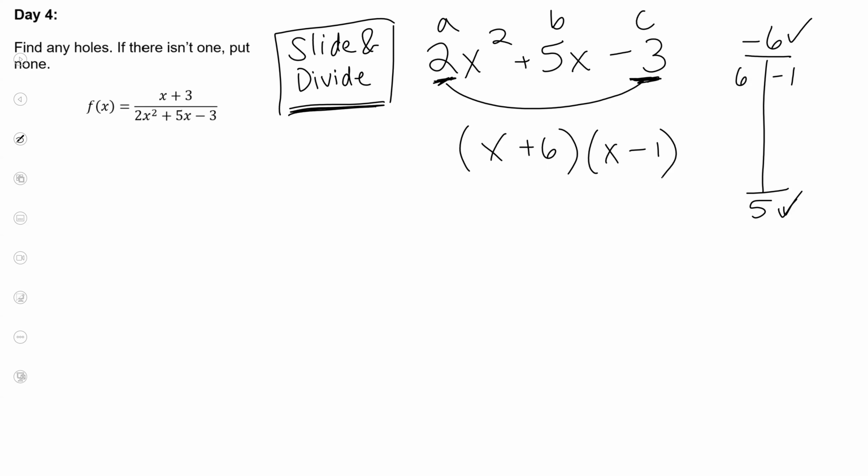Now, we did the sliding in the beginning where we slid the 2 to the negative 3 and multiplied them. Now we're going to divide. So I'm going to divide by this A value right here. I'm going to divide this number by 2 and this number by 2.